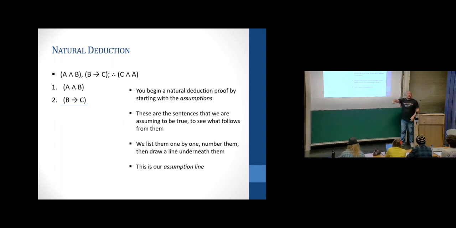After you've listed them, draw a line underneath them. This is our assumption line. This is going to be really handy because it's telling us everything above the assumption line is something we're taking for granted for the sake of the proof. Everything below it, we're going to derive, or it's going to be a new assumption. So this is literally how we're going to build these.